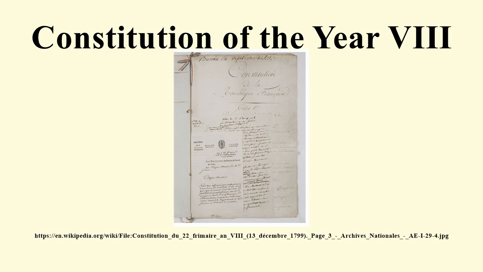The Constitution of year VIII established a legislature of 3 houses, which was composed of a conservative Senate of 80 men over the age of 40, a tribunate of 100 men and a legislative body of 300 men.